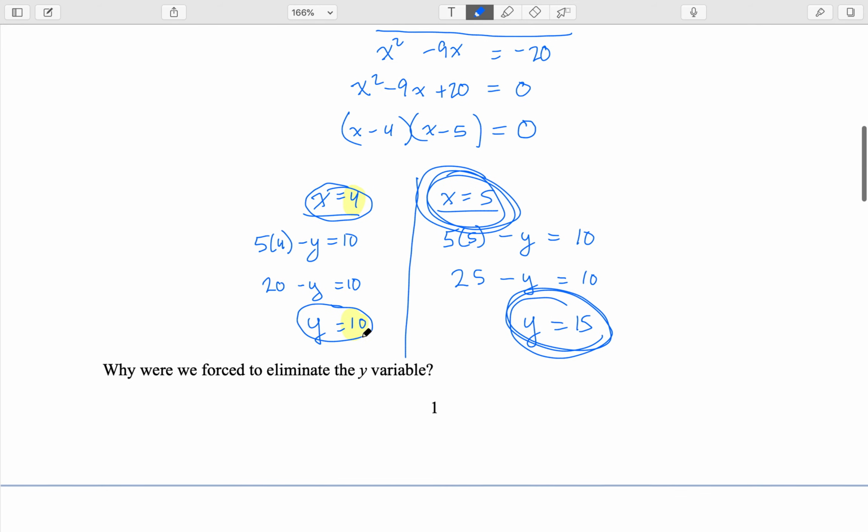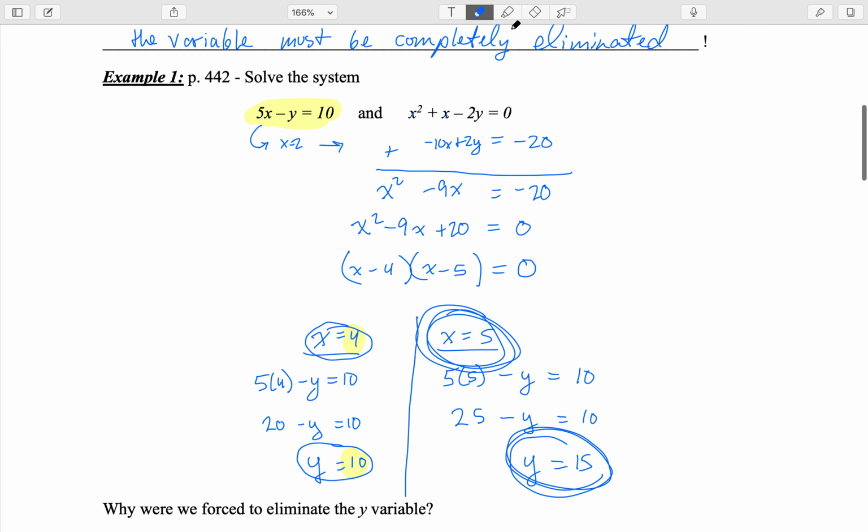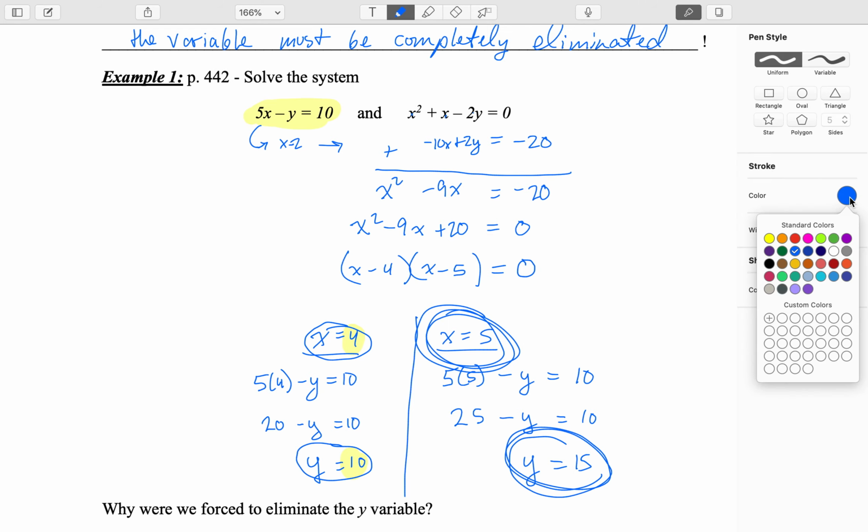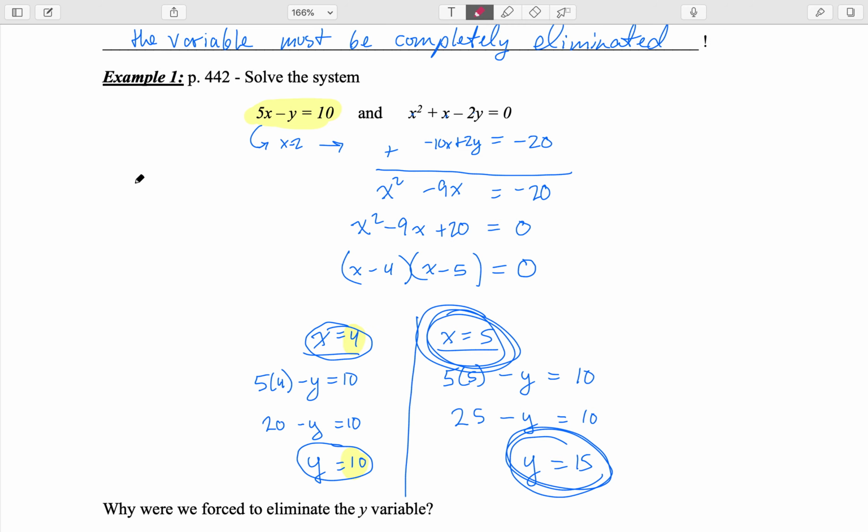Are they right? Maybe. If the question asks you to check, okay, let's just do a check for this one, but we're not going to do it for all of them, right? If they actually ask you to do a check, you have to take your point 4, 10 and plug it into both equations. It's got to work in both.